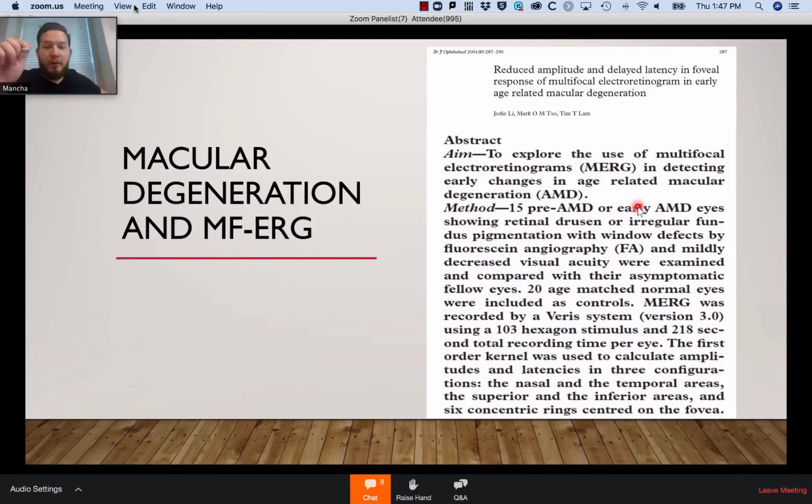So they actually started off with 1,500 participants, and they dwindled them down until they finally found the patients they wanted: 15 with no AMD in one eye, and the other eye having very early AMD. And then they compared those to 20 age-matched norms, trying to figure out, prior to any kind of structural change, can we pick up a functional change inside these eyes? And again, the multifocal ERG is very good at picking up these small local deficits, right?